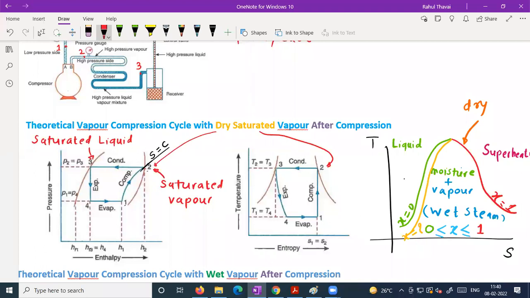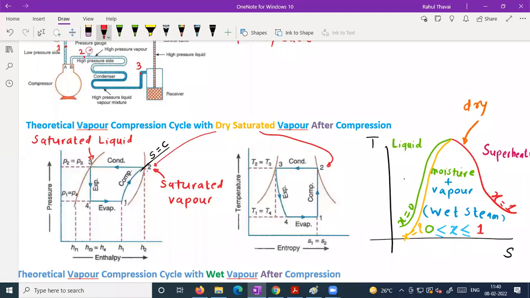So this is point number three. The same process we have plotted on a TS diagram. So 2 to 3, as you can check, is constant pressure cooling in a condenser, because in the condenser the pressure remains constant. The pressure at point 2 and point 3 is the same, P2 equals P3. P2 is the pressure at the inlet of the condenser and P3 is the pressure at the exit. So obviously in the condenser the pressure will remain constant.